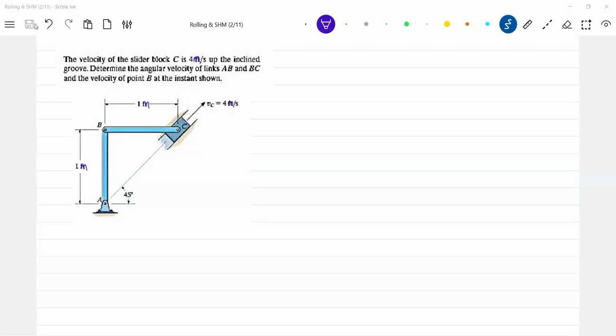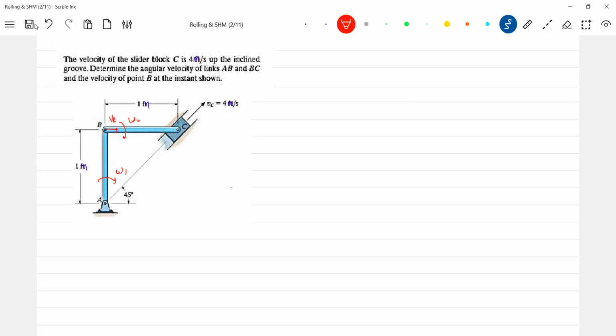For first, I think we'll start with this one. How will the rod AB rotate? It should rotate about an axis passing through the point. I'll call this omega 1. Then this will be omega 2. It is asking to get the velocity of point B. The velocity of point B should be in this direction.